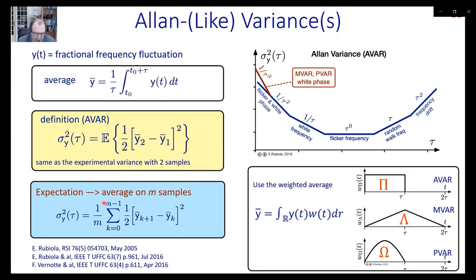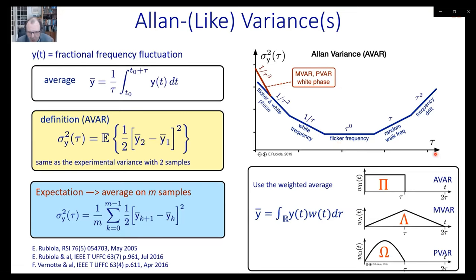The expectation in practice is replaced with the average on a finite number m of samples. So you write this here. Here you have m samples, and so the Allan variance looks like this.